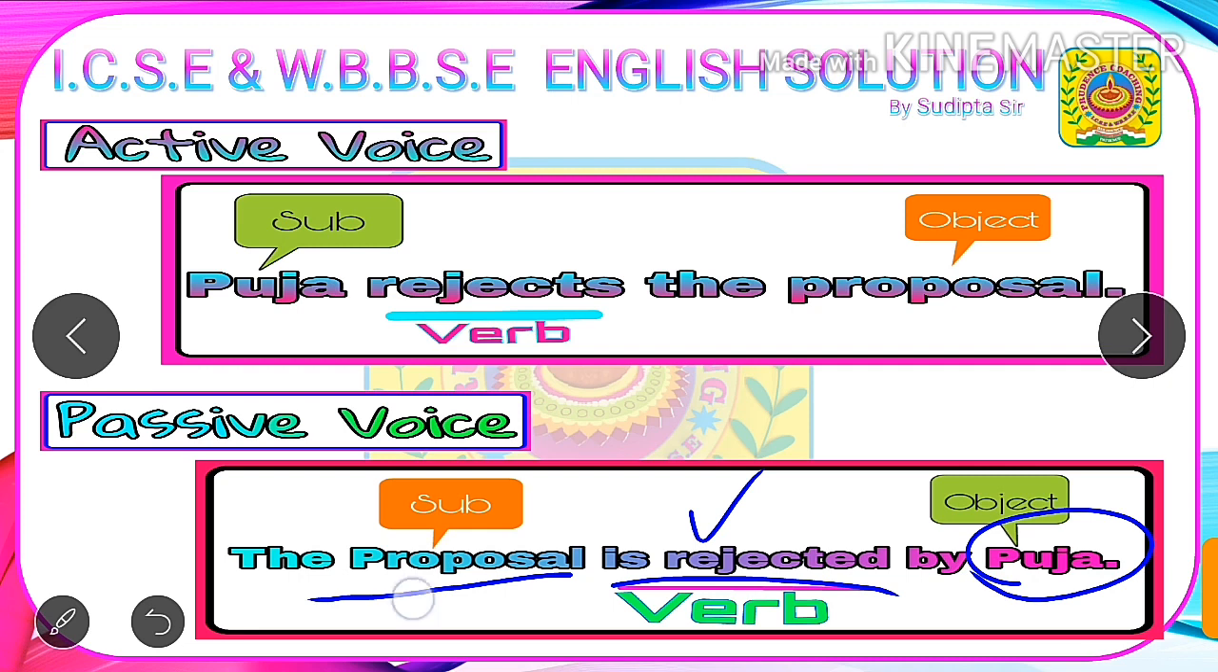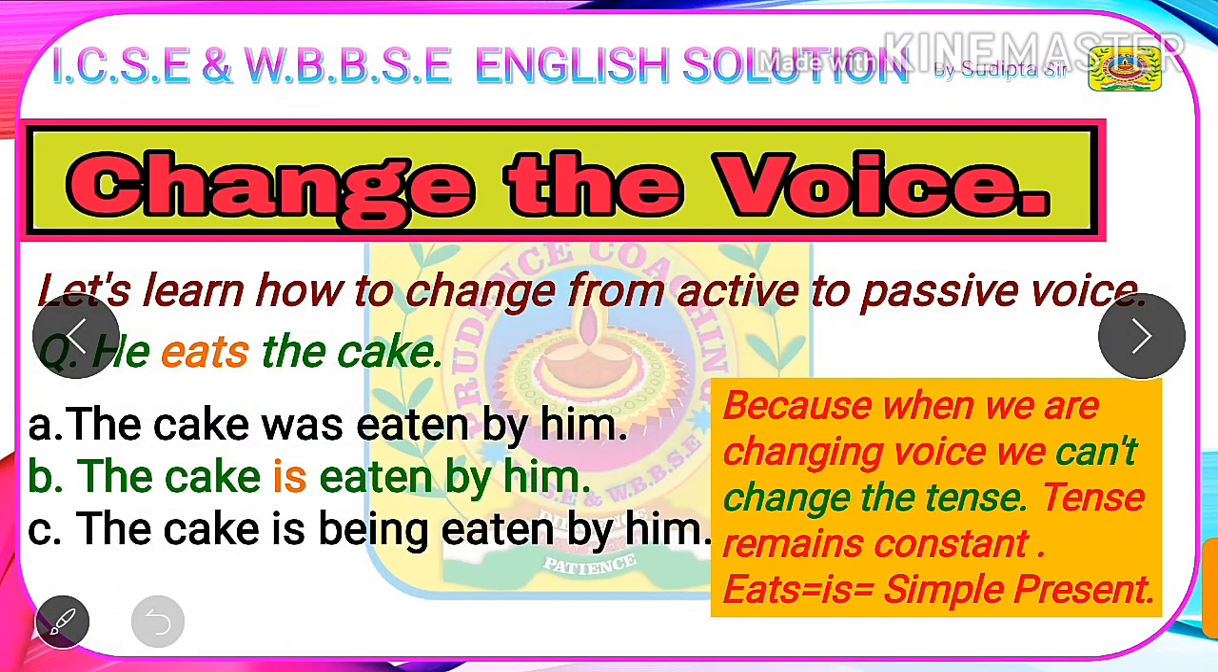Here the subject is proposal, but proposal is not the doer of the action. That means proposal is not doing any work here, but the work is done by the object Pooja. So as in the statement, proposal, that is the subject, is not the doer of the action. Thus, this statement is in passive voice. Students, now we will learn how to change voice. My dear students, let us learn how to change from active to passive voice. Here our question is He eats the cake.